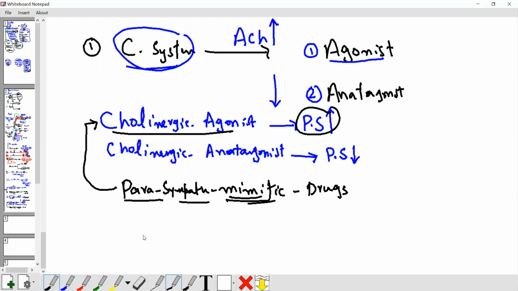How about another name for cholinergic antagonist? Lytic. What does lysis mean? Lytic means to break something, to go against something. Parasympatholytic.